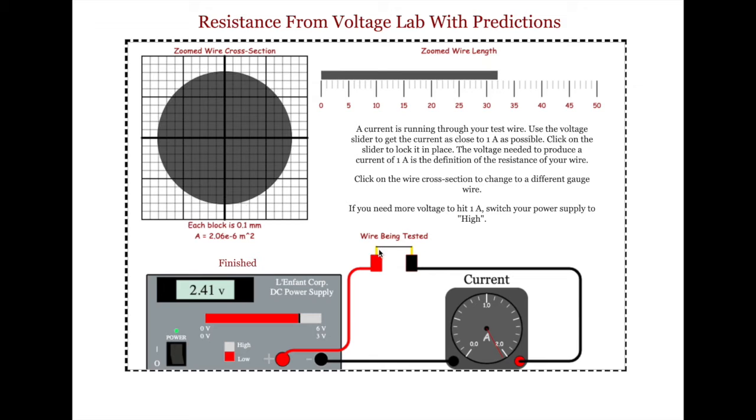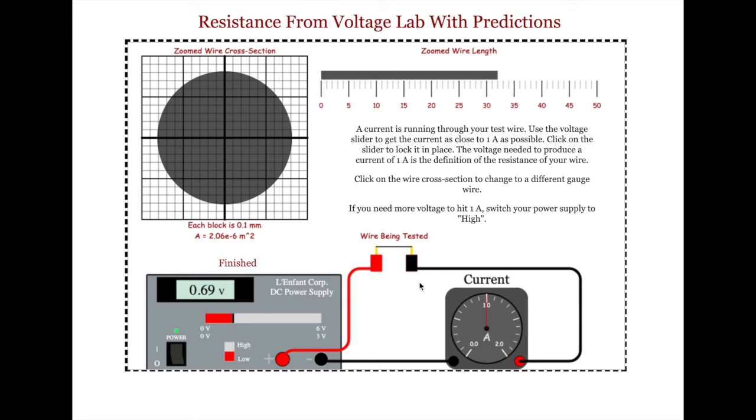you can replace the wire with a thinner wire. What you're supposed to do for the different cross sections is adjust your voltage slider until you get a current of approximately 1 amp. You can click at that time and lock the voltage in place. This voltage will tell you the resistance of the wire. The definition of an ohm is the volts required to produce a current of 1 amp.